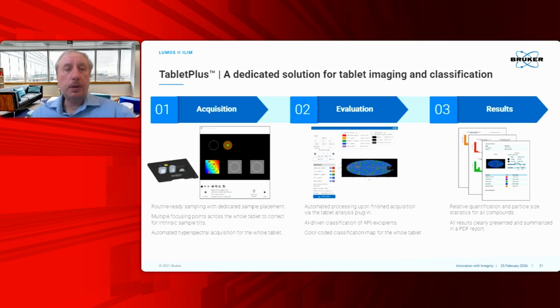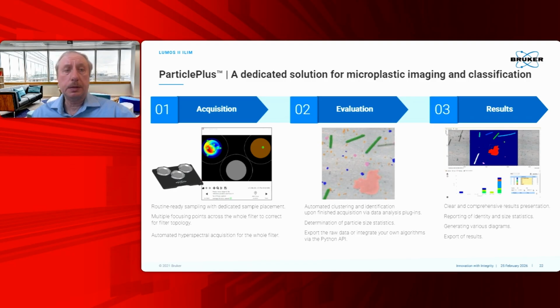The flow, as I already mentioned, is straightforward. First of all, you do acquisition, evaluation is done automatically, and then you get automatic results. For example, with microplastics, it shows you how many microplastics are found, what the identification is, and the size. That can be used, as already mentioned, for microplastics or any other type of measurement.